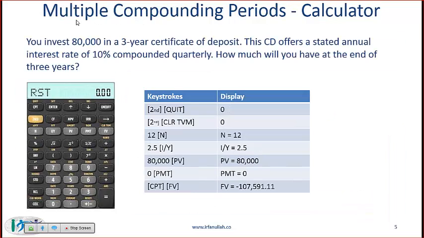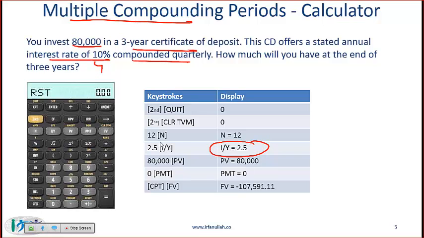Then the next concept is related to multiple compounding periods. You invest 80,000 in a 3-year CD. This CD offers a stated annual interest rate of 10%. When the stated annual interest rate is 10% and there is periodic compounding, then you have to divide by a certain number to come up with the rate for every period. Compounded quarterly means you divide this by 4, and the interest rate that you will plug in will be 2.5.